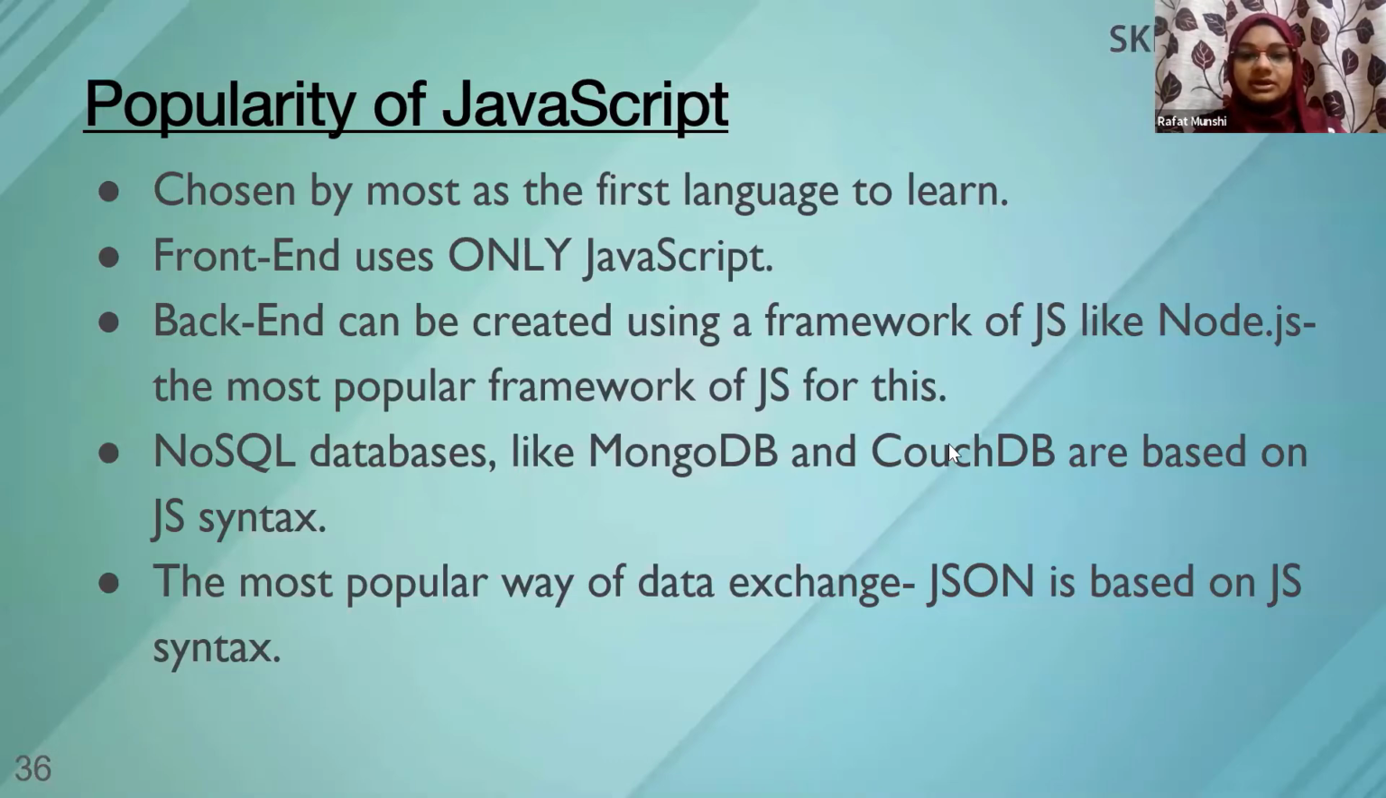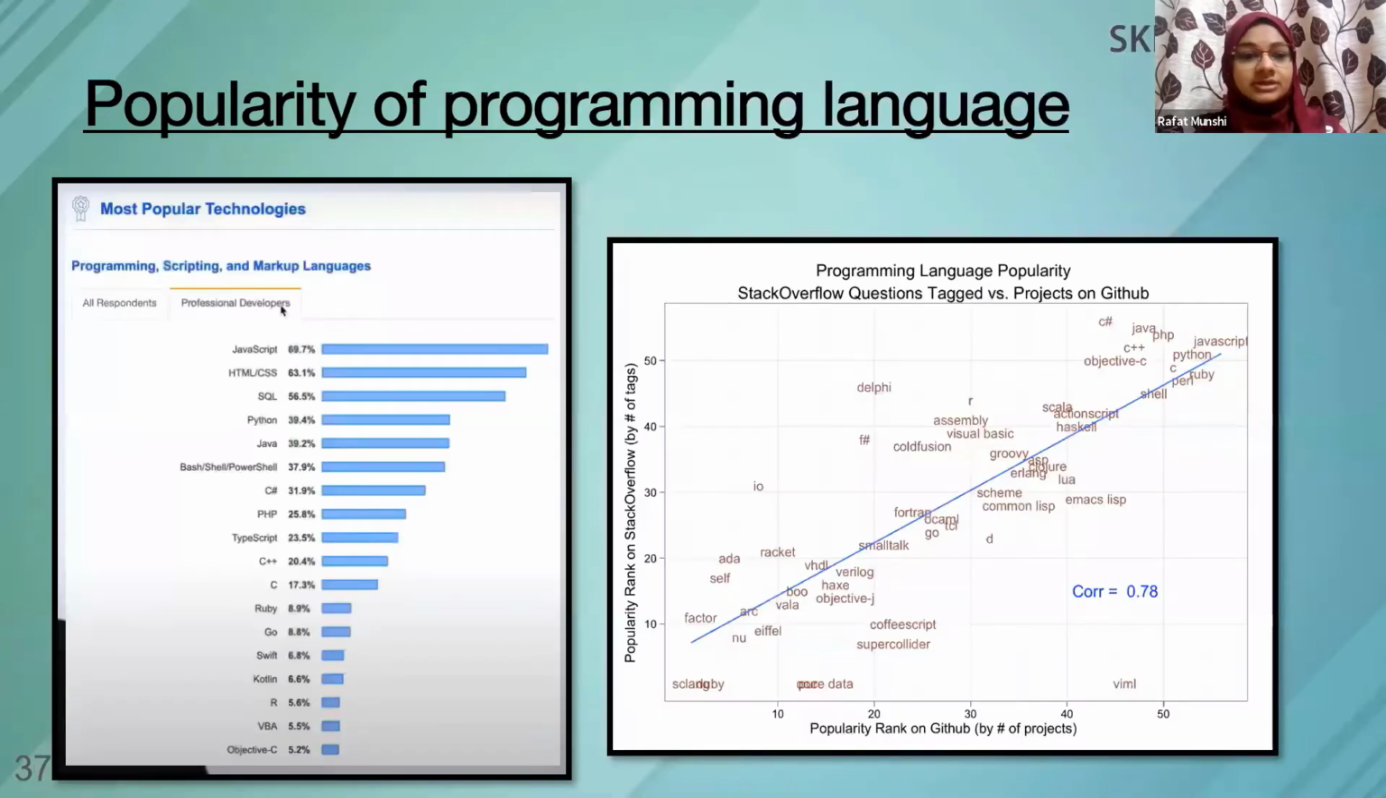Even in the back end, you can use a framework like Express.js, which uses Node.js. That is something which you can use. And even the database side, you can use MongoDB, which uses the JavaScript syntax. So also a very popular way of exchanging data. So from the front end, you want to pass the data to the backend, and from the backend you want to get the data in the front end. That method of exchanging data is called JSON, JavaScript Object Notation, and that is also so similar to JavaScript syntax. So JavaScript is really popular.